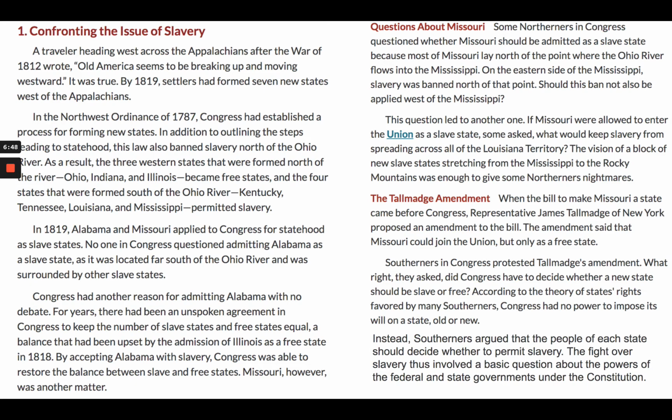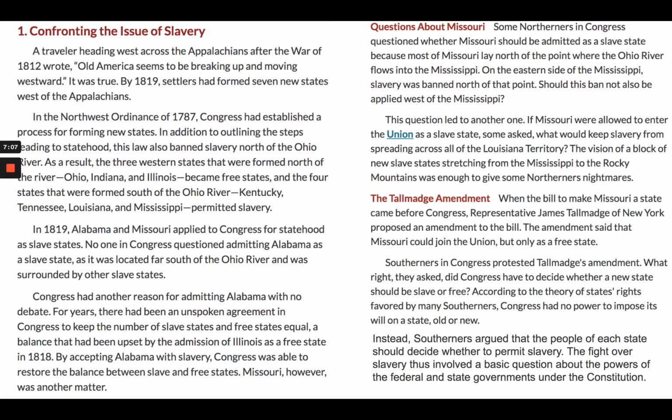So the North did not want Missouri to become a slave state because it was scared that other states in the Louisiana Territory would become slave as well. Northerners did not want slavery to move west.